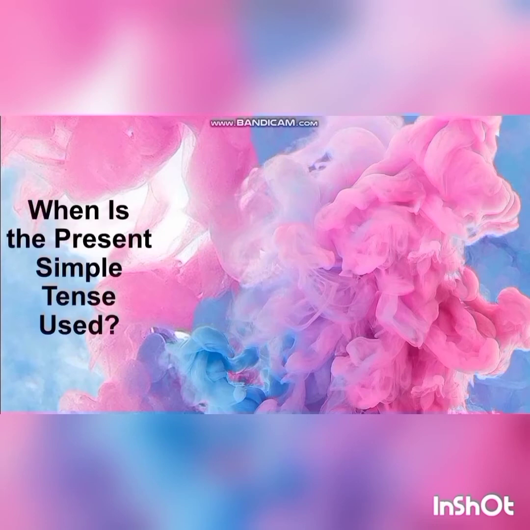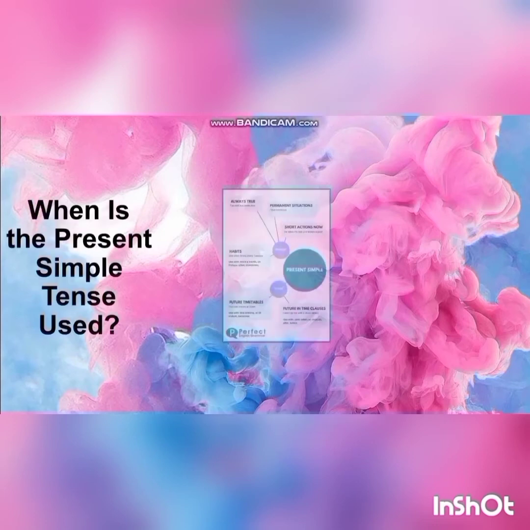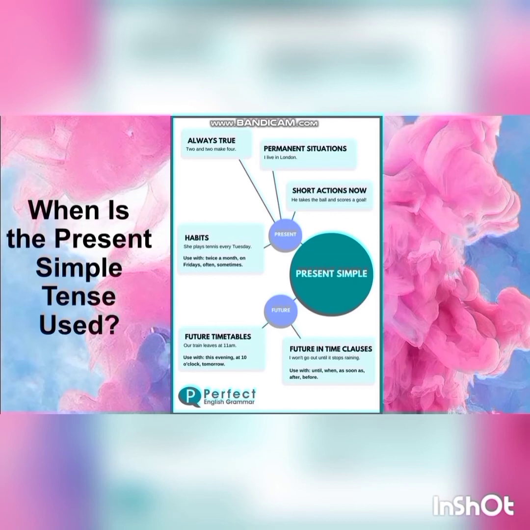When is the present simple tense used? The present simple tense is used in 6 instances. 4 are in the present and 2 are in the future. The first instance in the present is for habits or routines. For example, she plays tennis every Tuesday, or I wake up every morning. Use it with twice a month, on Fridays, often, and sometimes. The present simple is also used for things that are always true, like 2 and 2 make 4, or water boils at 100 degrees Celsius.